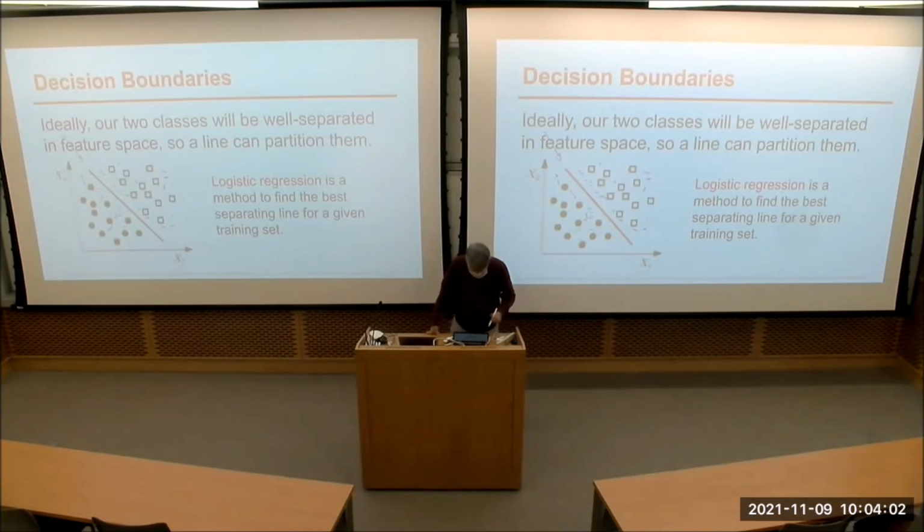Okay, so logistic regression is kind of the right way to apply the machinery of linear regression to classification, where instead of finding the best line to fit the data, we're looking for the best separating line, given a training set. Any questions?